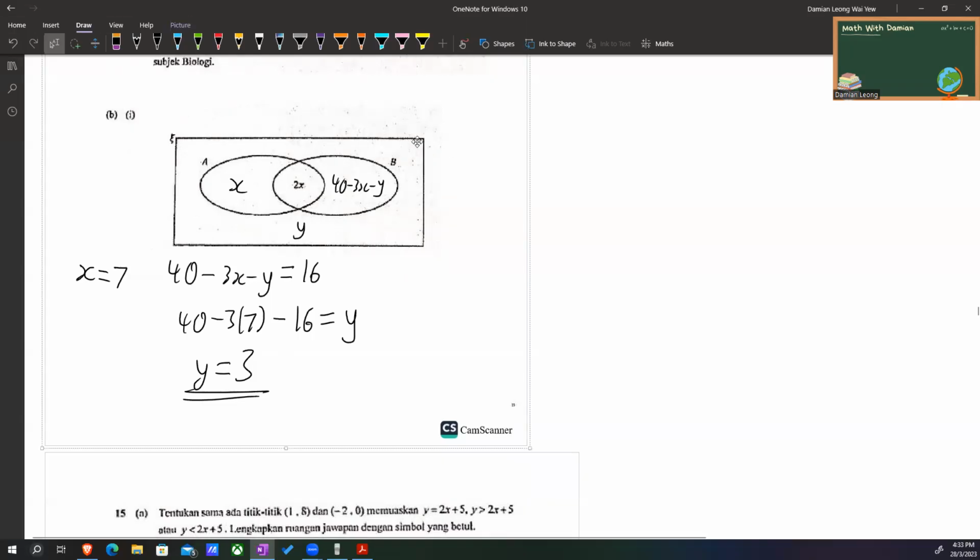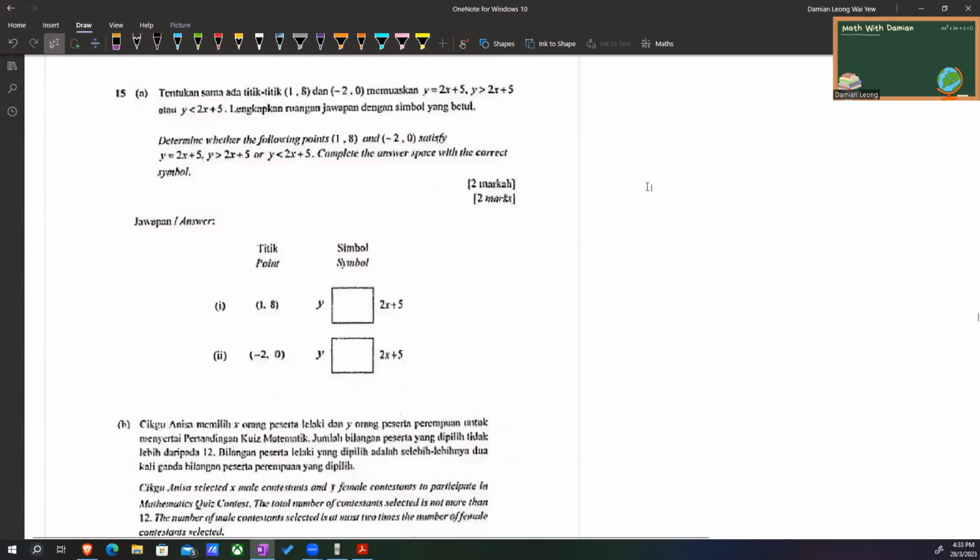Then question 15. Determine whether the following points 1, 8 and negative 2, 0 satisfy y equals 2x plus 5, y more than 2x plus 5, or y less than 2x plus 5. So complete the answer space with correct symbol.